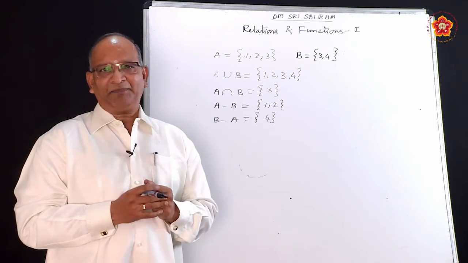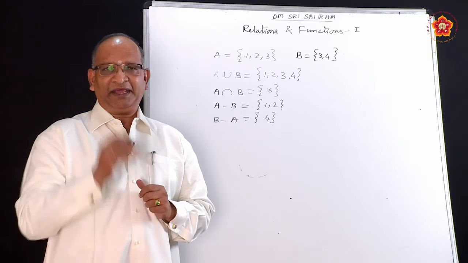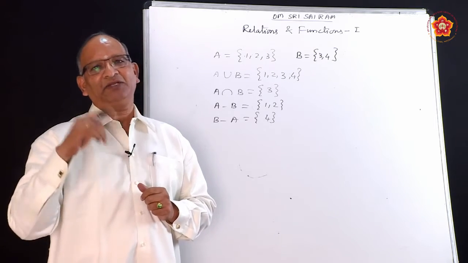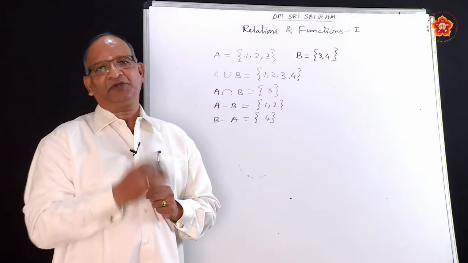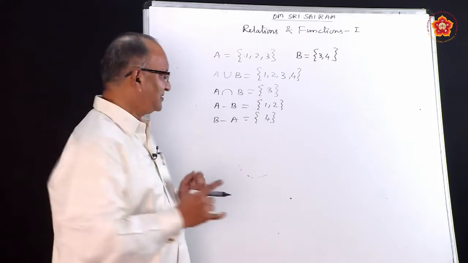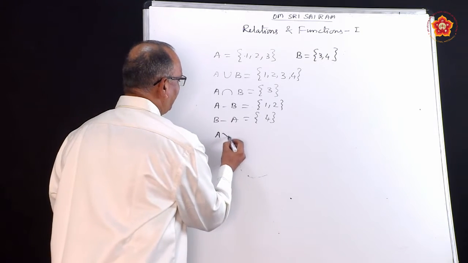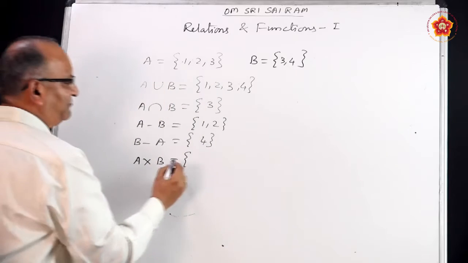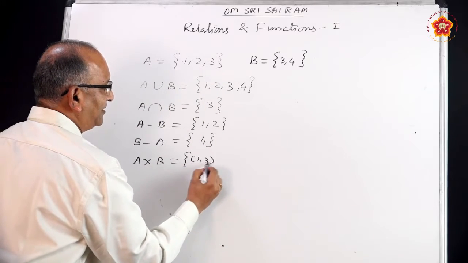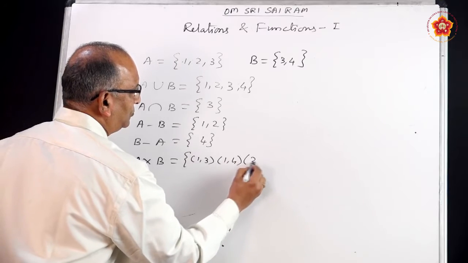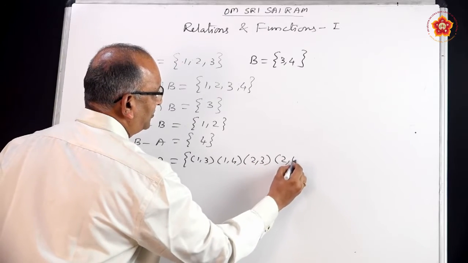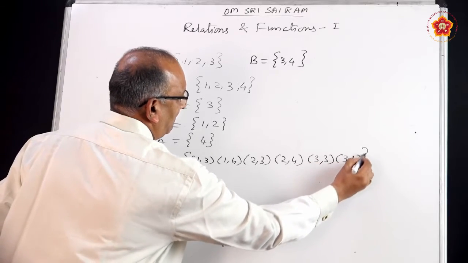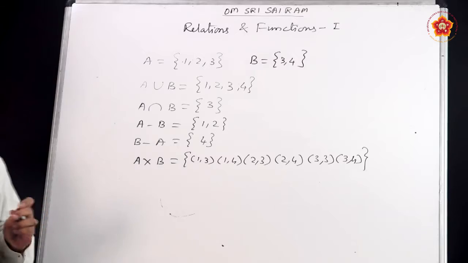Why do we say ordered pairs? It is not any pair. In every pair which you are writing, the first element should be from first set, second element should be from the second set. So, if I want to write A cross B, how do I write? I will say A cross B is equal to, make the pairs taking first element from first set. So, it is (1,3), (1,4), (2,3), (2,4), (3,3), (3,4). This is called Cartesian product.